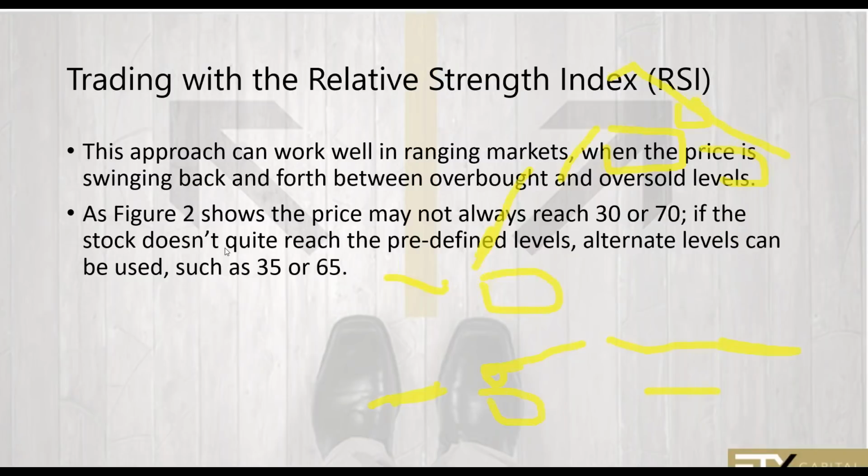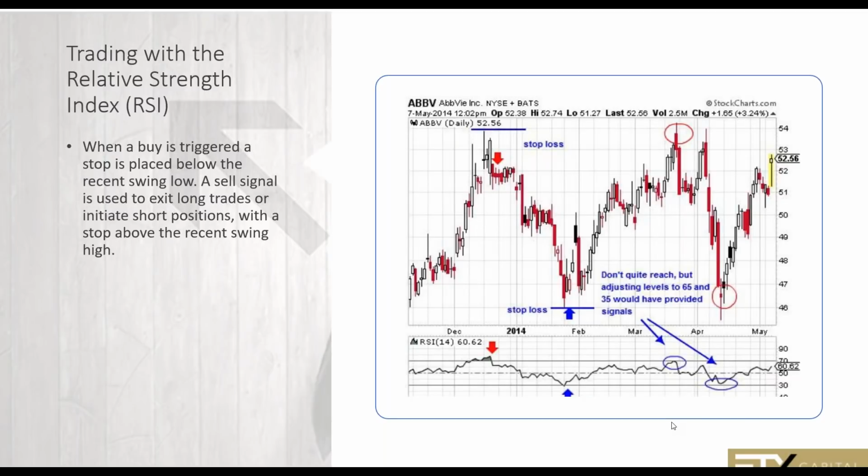So let me just clean up my markers over here. This approach can work well in ranging markets where the price is swinging back and forth between overbought and oversold levels. Now, when a buy is triggered, a stop is placed below the recent swing low. A sell signal is used to exit long trades or initiate short trades with the stop above the recent swing high.